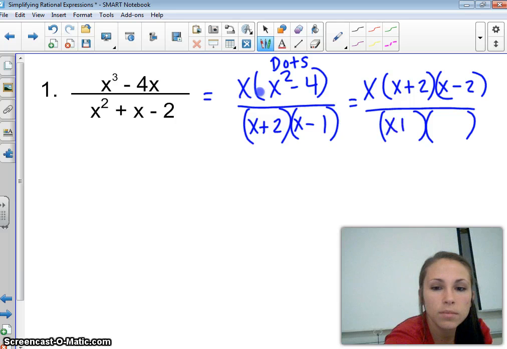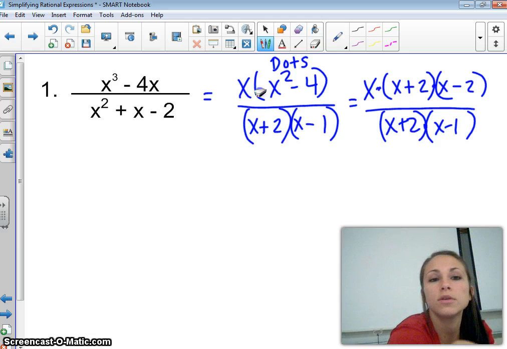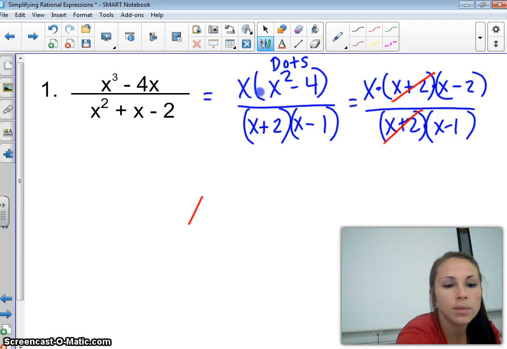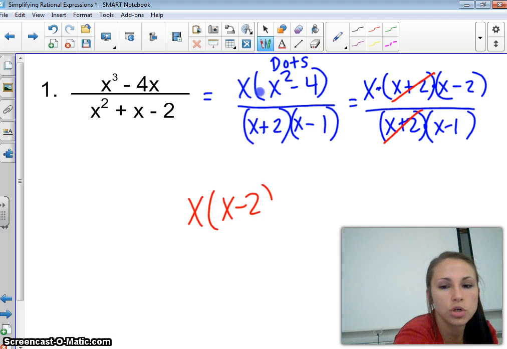I'm going to leave the bottom the same, and then I can go ahead and cancel because now there's multiplication in between all of those factors, and so I can cancel. So that will end up canceling out, and I'll be left with x times x minus 2 over x minus 1.